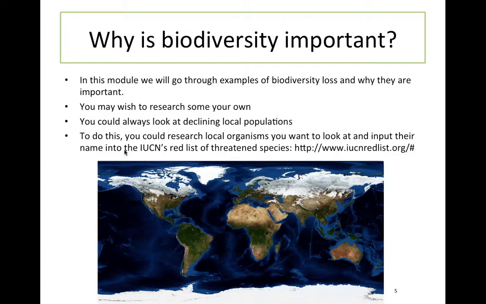So in this module, we will go through examples of biodiversity loss and why they are important. You may wish to research your own. You could always look at declining local populations. To do this, you could research local organisms you want to look at and input their names into the IUCN's Red List of Threatened Species. It's a fantastic list that I have used for this module and for the evolution module. You type in an organism and it comes up with their status, their conservation plan, and things like this. So we will be going through a couple of examples in this lecture, but if you want to take a look at your own, then do feel free.